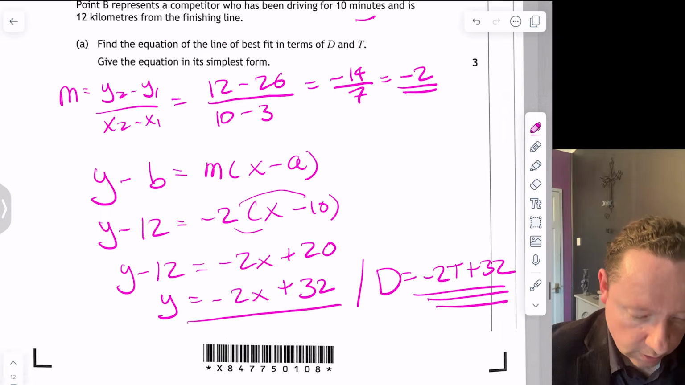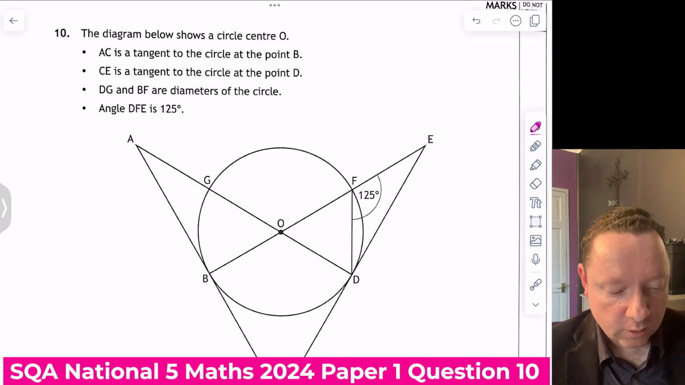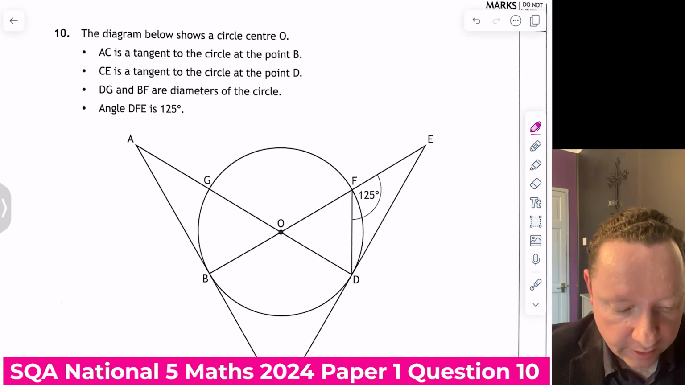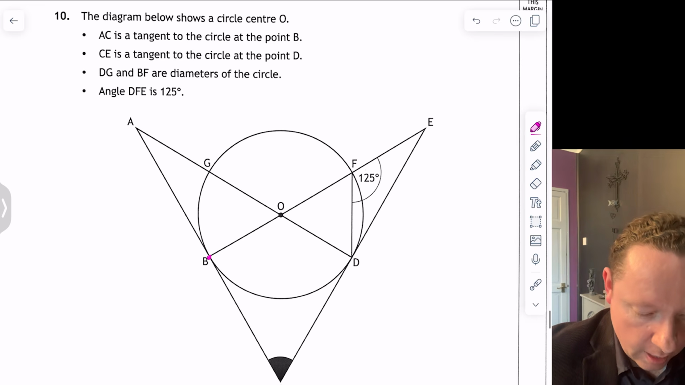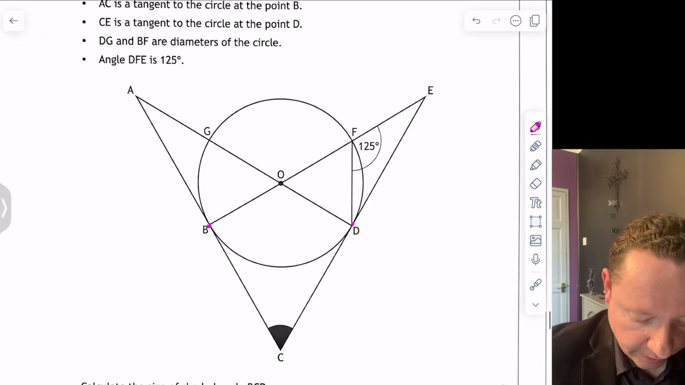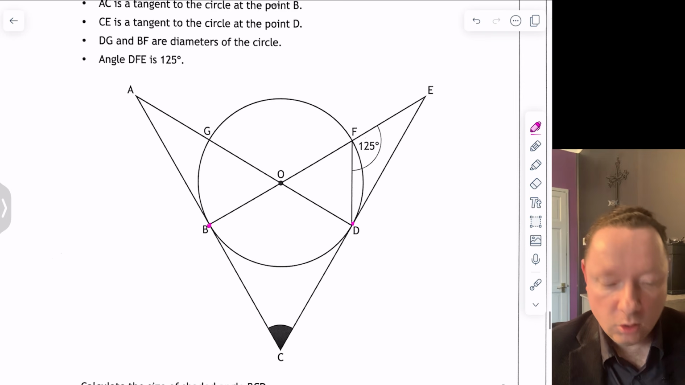That is kilometres, isn't it? SQA National 5 Maths 2024, paper 1, question 10. The diagram below shows a circle centre O. AC is the tangent to the circle at B. There it's there. And CE is the tangent at D. There it's there. And BG and DF are diameters. Angle DEF is 125. Find the shaded angle, which is way down at the bottom.